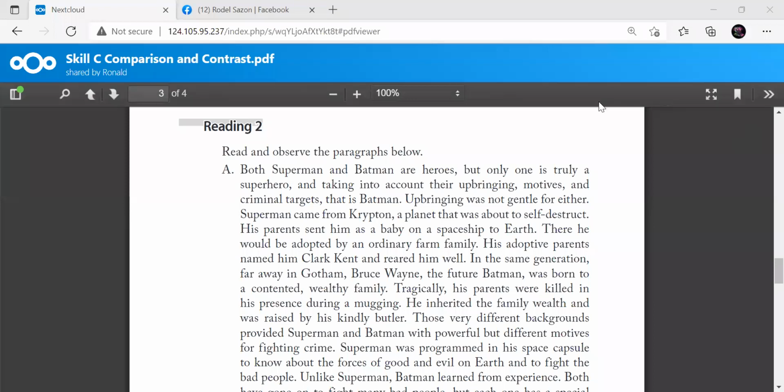Both Superman and Batman are heroes, but only one is truly a superhero. And taking into account their upbringing, motives, and criminal targets, that is Batman. Upbringing was not gentle for either.